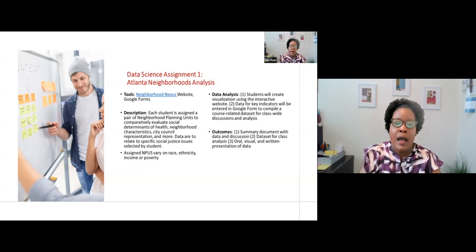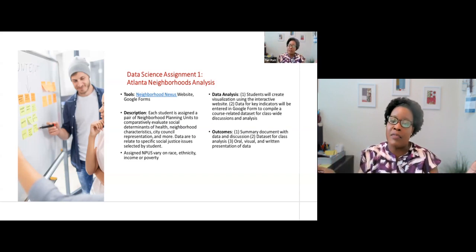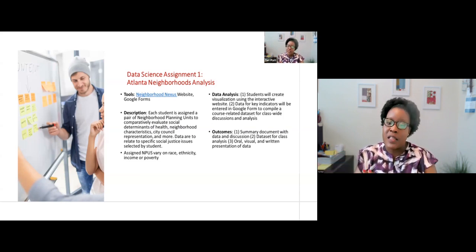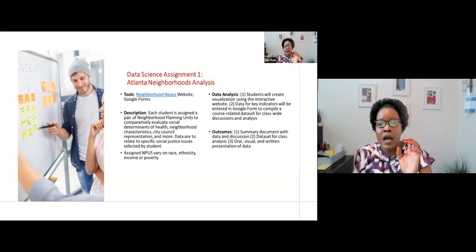We work with Python, but the students are assigned a neighborhood planning unit where they have to pull in the different data about their planning unit and help to provide some context, help us to understand what is the story of this neighborhood planning unit, and then to create some visualizations based on the information that they have. Everyone has access through the neighborhood nexus to data about their neighborhood planning unit. So in Atlanta, the neighborhoods are given neighborhood planning unit codes. So NPU A, B, C, D, E, F, G.